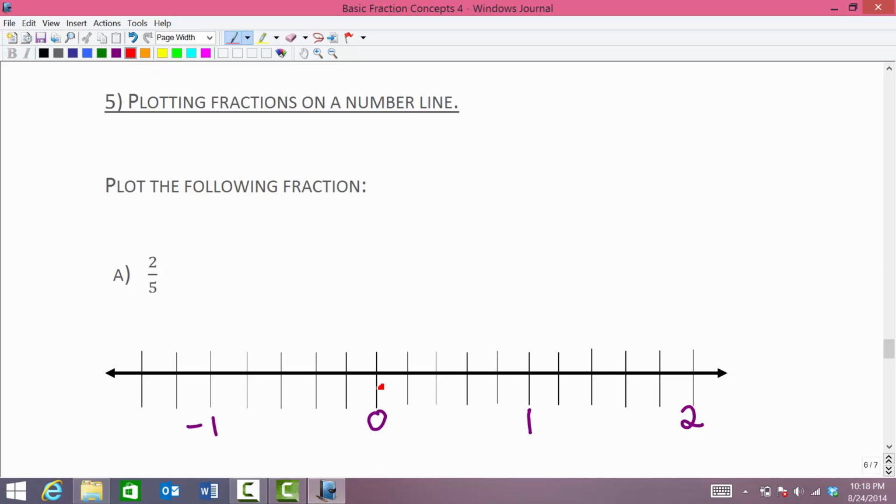2/5. That means that we have a value. Notice that the top is not larger than the bottom. It's 2 out of 5. That is not 1 whole. So we're going to be in between 0 and 1. How many equal pieces do I need? Well, I need 1, 2, 3, 4, 5 equal pieces.